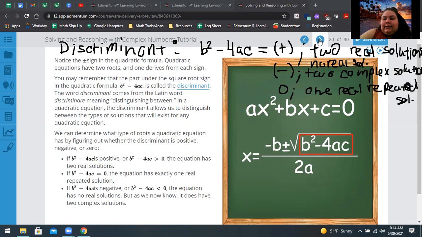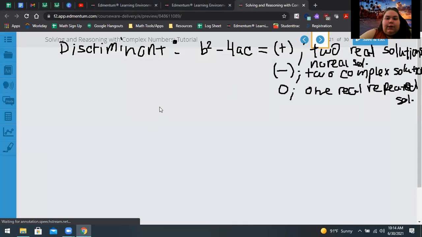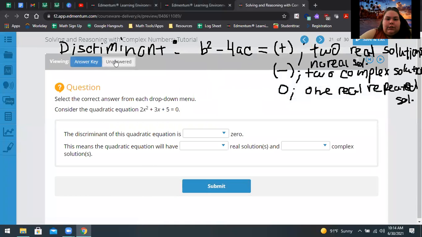So let's take a look at slide 21, which is a question. It says, consider the quadratic equation 2x squared plus 3x plus 5 is equal to 0. One thing I already noticed, it's equal to 0 and it's already in standard form. We love it. Now we need to identify a, b, and c.